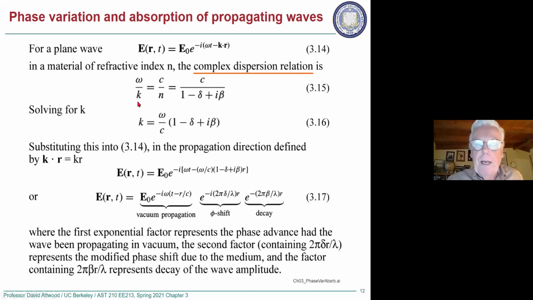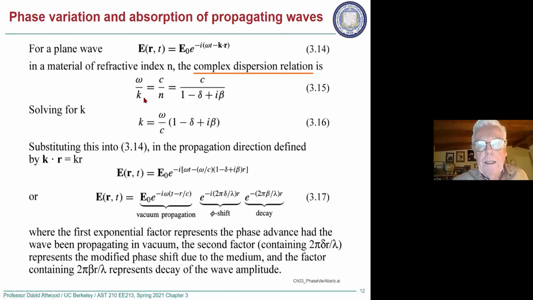But we've just found that while we would normally write omega equals kc, that's the same as f lambda equals c, now it's c over n. So we can write omega over k is equal to c over n, and then for n, let's put in our refractive index, and see how that affects the propagation of the wave.